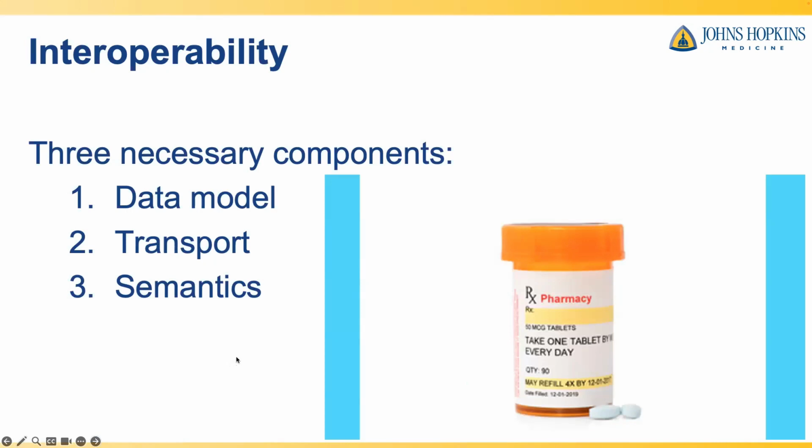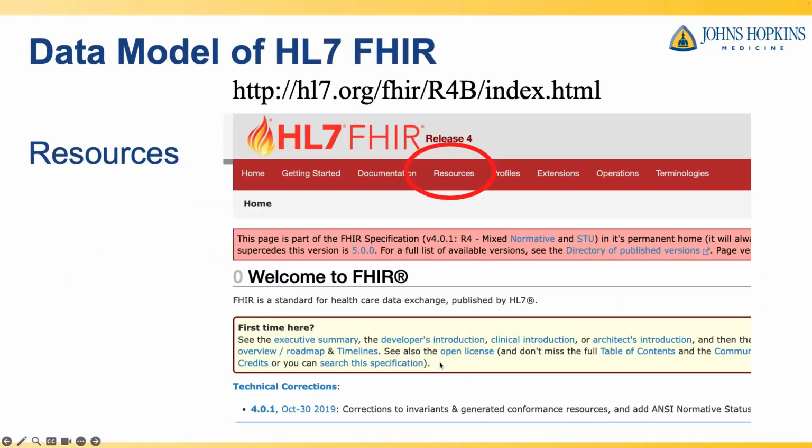In terms of a prescription, the data model is going to require that we identify the type of medicine. It's going to require that we identify perhaps the number of pills, or perhaps the method of taking the medicine, the number of pills to take per day, perhaps time of day, the number of refills allowed. The transport is, how is this prescription going to get from a primary care physician office over to the pharmacy so that it can actually be filled? Semantics means when we say one type of medication, what exactly does that mean to the pharmacist at the other end? All right, let's talk about each of those.